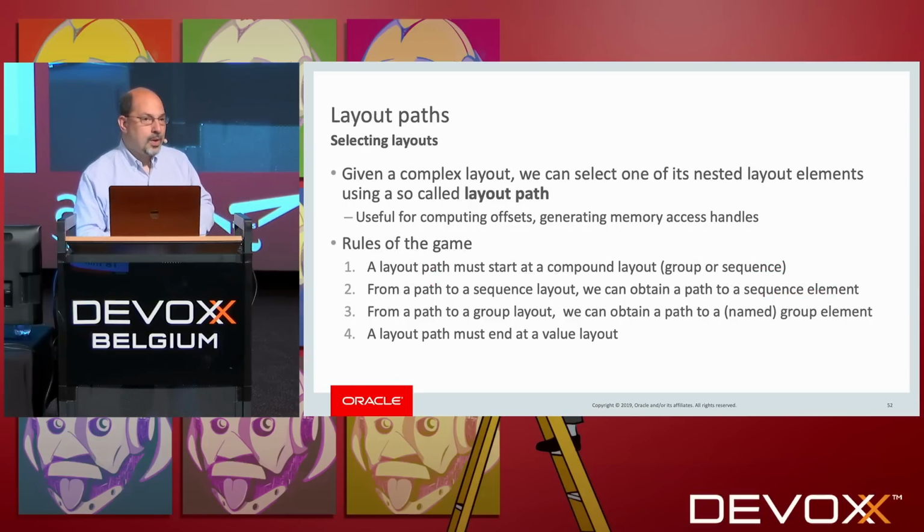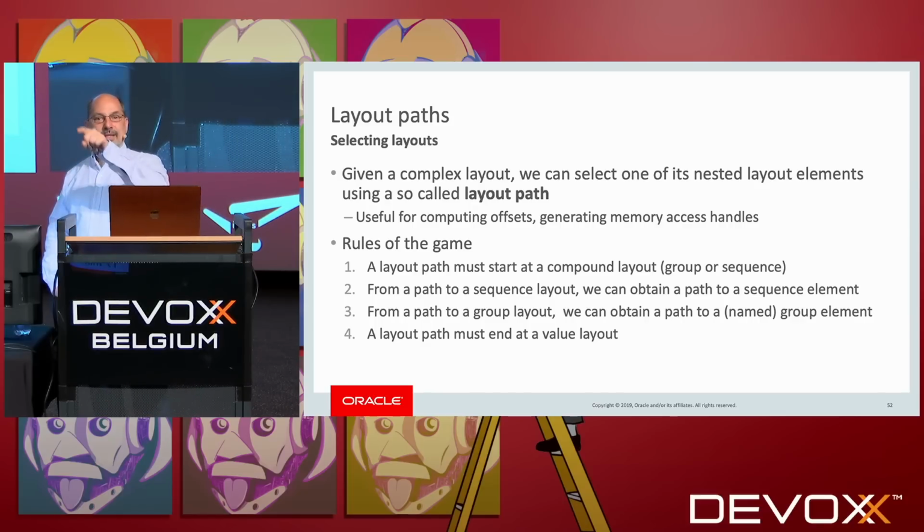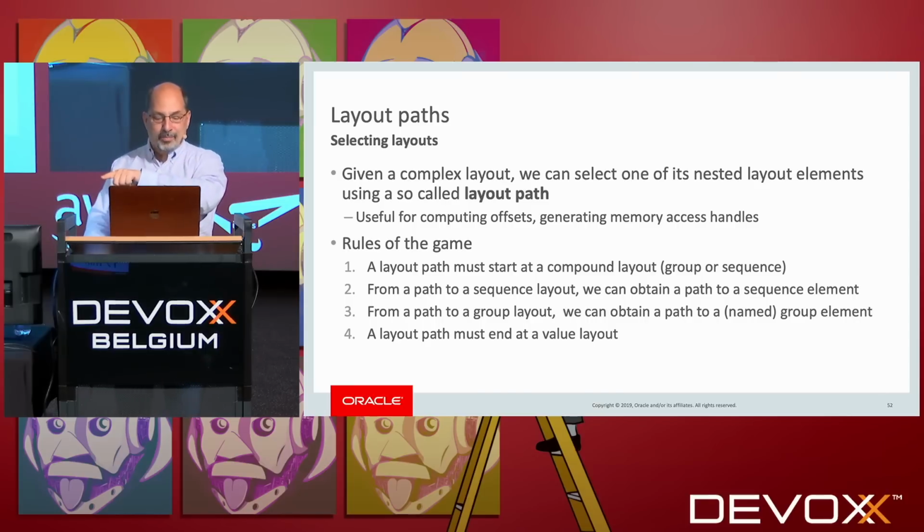Now if I want to refer to an individual x or y in that, I have to say which field do I want, x or y, and I have to give it an index. So I'm going to describe a mapping from this structure to one of those var handles that is correctly parameterized for what I want to do. There are some rules for how to do this. You have to start with a compound layout, and then you have to describe a sequence of, give me this offset, give me this index, etc. And that path has to bottom out in a value layout.